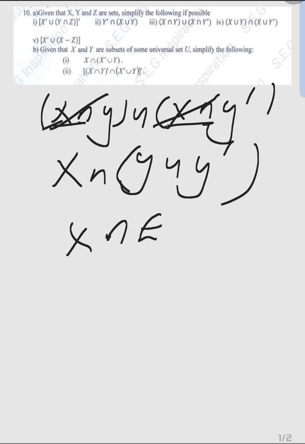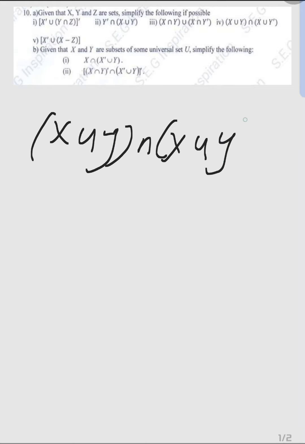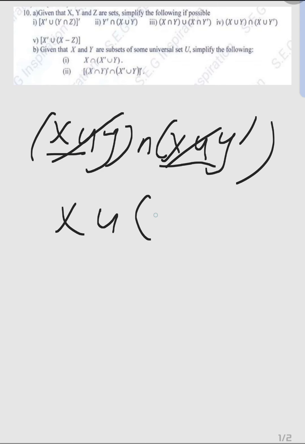Now if you intersect any set with a universal, the answer is always that set. All right guys, let's look at question 4. So we have x union y intersection x union y complement. Even here, what is common is x union, so I'll factorize it. If I factorize it, it means I've cancelled it, so what is left is y intersection y complement.